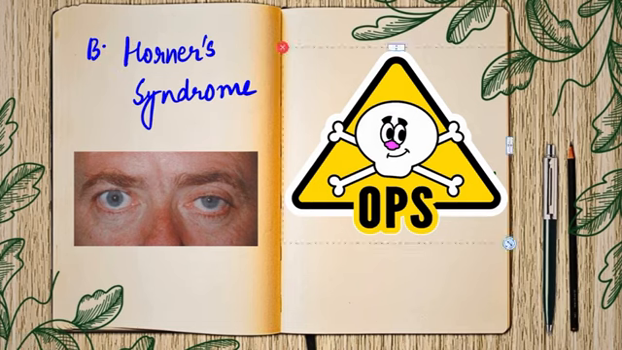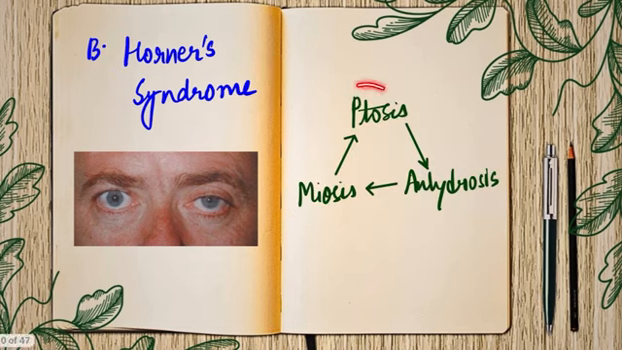Now, second we have is Horner syndrome. The components in Horner syndrome are ptosis, as you can see here, the eyelid is a bit downward, and then miosis, the size of the pupil is decreased, along with anhidrosis.